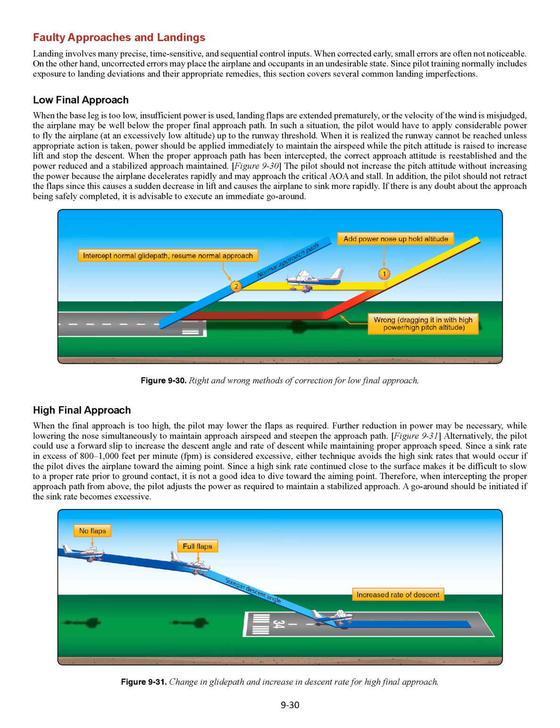Since a high sink rate continued close to the surface makes it difficult to slow to a proper rate prior to ground contact, it is not a good idea to dive toward the aiming point. Therefore, when intercepting the proper approach path from above, the pilot adjusts the power as required to maintain a stabilized approach. A go-around should be initiated if the sink rate becomes excessive.